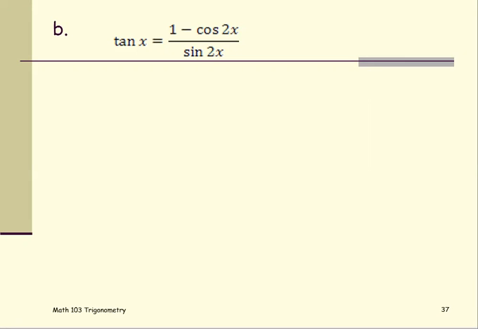For this problem, we are going to prove that tangent x equals the quantity 1 minus cosine of 2x divided by sine of 2x. The right hand side is more complicated. We're going to start with that one.